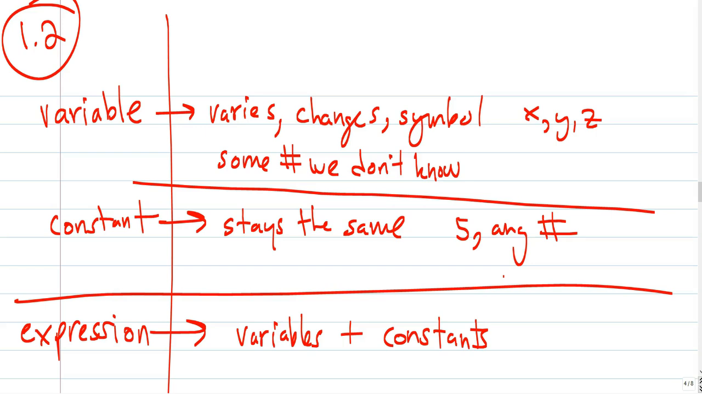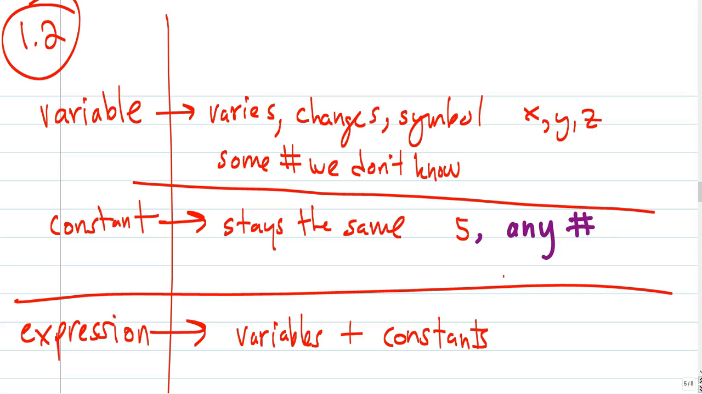Versus a constant. A constant means something stays the same. So like 5. 5 is always 5. If I have 5 of something, you have 5 of that. 5 is constant. That means that any number, no variable, no x, y, z, any number is constant. Okay? As long as it's just that number by itself.